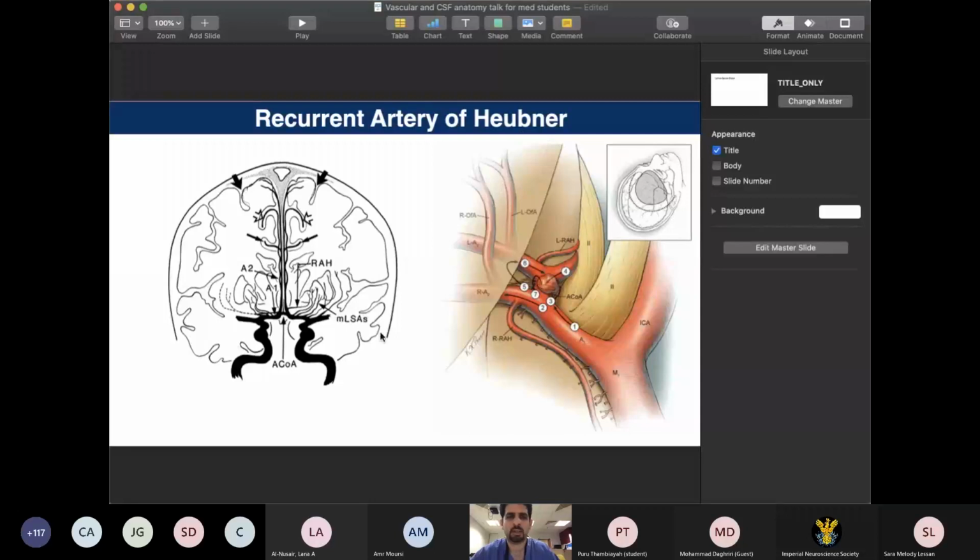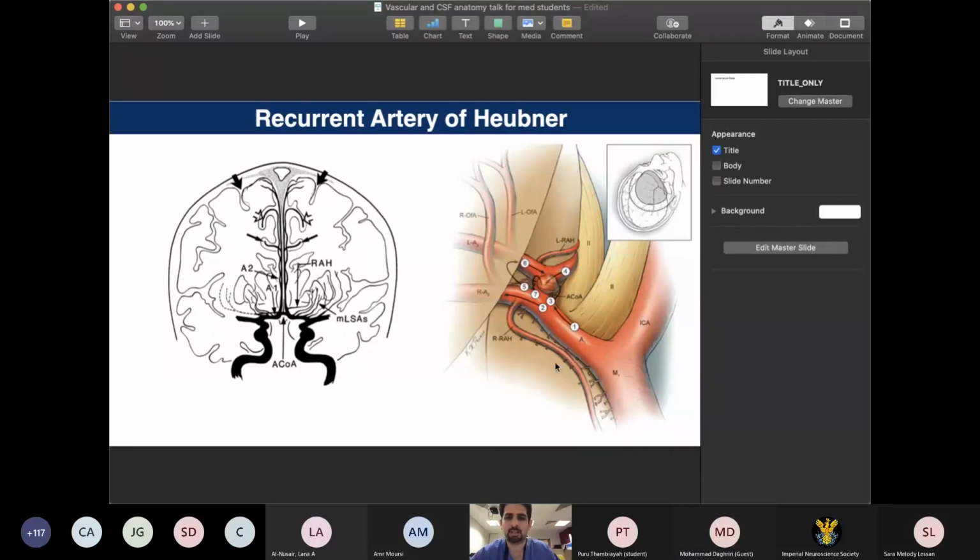Another artery that is small but packs a punch is the recurrent artery of Heubner. Not as big a punch as the anterior choroidal, but it's important because it's the largest of this group of arteries which come off the anterior cerebral artery, the medial lenticulostriate arteries. So the largest of the medial lenticulostriate arteries is the recurrent artery of Heubner, which supplies the head of the caudate and the base of the frontal lobes.